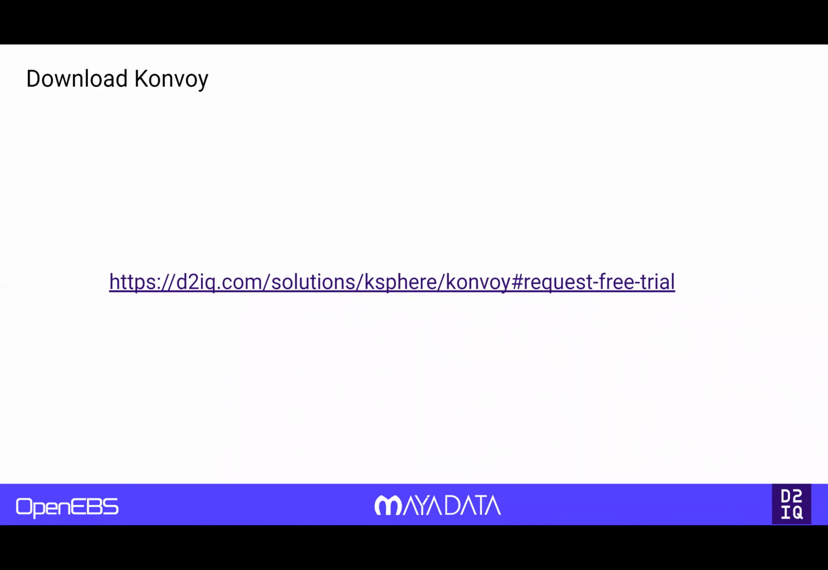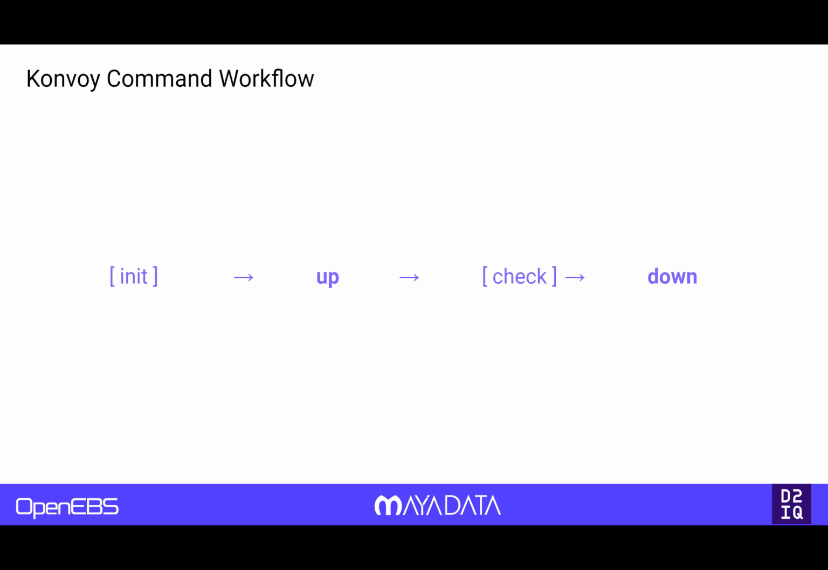So I will show you just a few slides. This will be very quick. What I want to give you is kind of an intuitive understanding of how easy it actually is to use Konvoy, where you download basically the Go executable. That gets you to our CLI, right? And in the next slide I show you the command workflow, right?